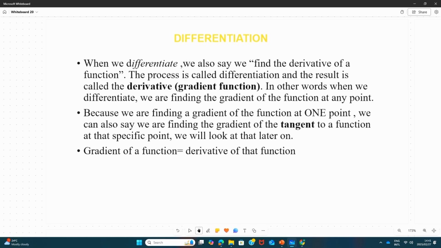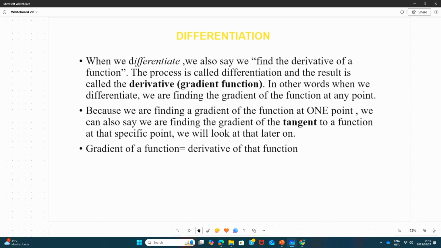Now, because we are finding the gradient of the function at one point, we can also say that we are finding the gradient of the tangent. I'm sure you remember the word tangent. A tangent is a line that will touch the graph at one point. So whenever we're differentiating, because we're finding the gradient at one point, we can link that to a tangent. But we'll look into that later on.